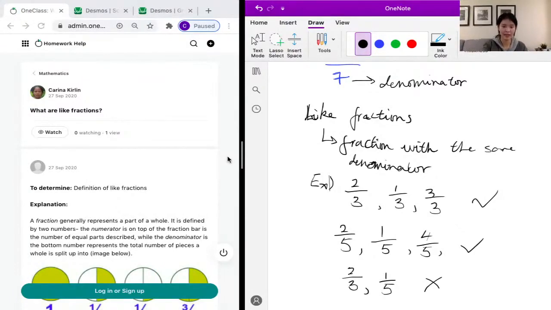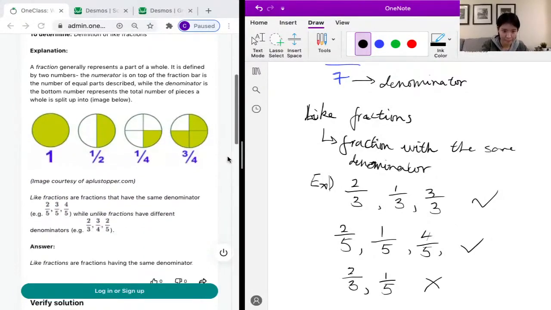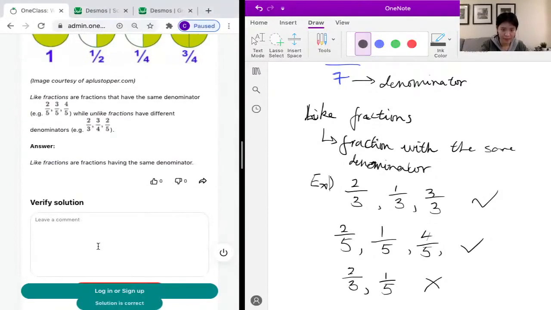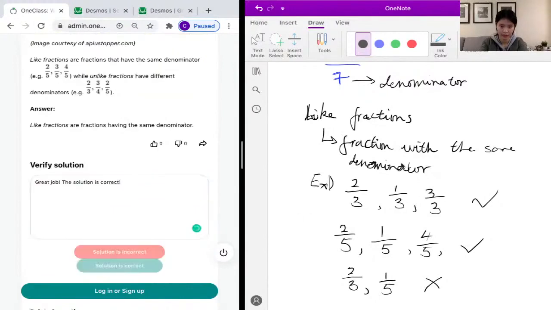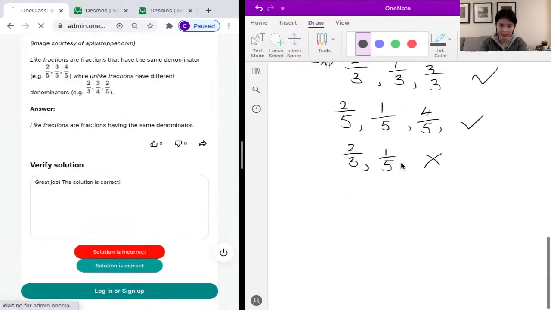Okay, and let's look at a sample solution here. Basically, like fractions are just fractions that have the same denominator, and like fractions are really useful for doing fraction addition. So let's just say, great job, the solution is correct. And let's move on to our fourth problem now.